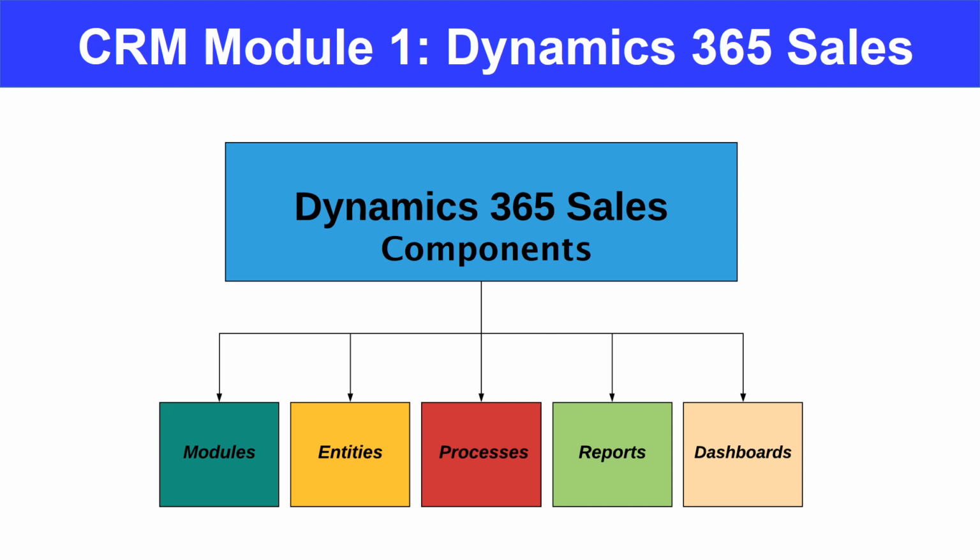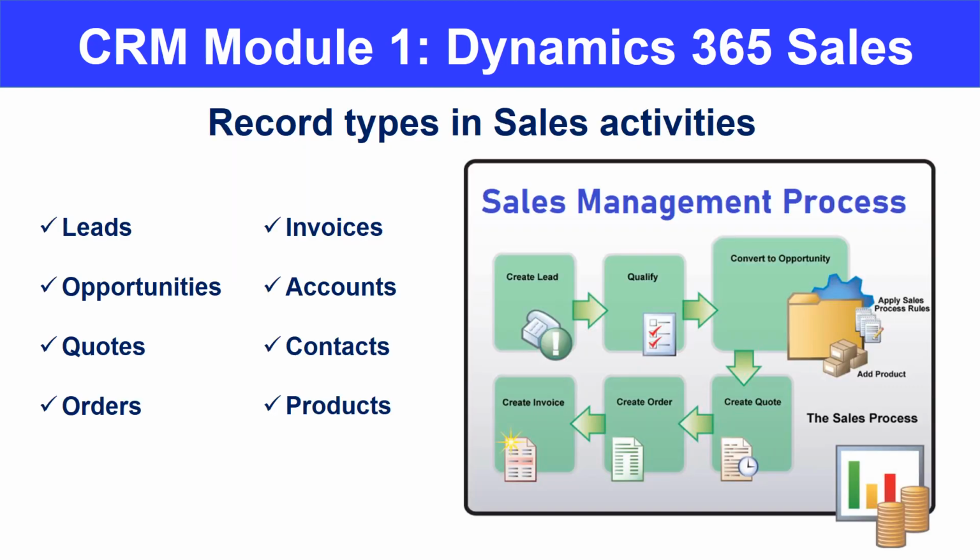Dashboards in Microsoft Dynamics 365 are the visual components that allow users quick access to aggregated data in the system. In dashboards we have various elements like charts, grids, iframes, and web resources. Microsoft Dynamics 365 includes Report Wizard that can be used to generate system reports without using XML and SQL-based queries. You can see a sample sales management process on the screen. Also, record types in the sales activities are leads, opportunities, quotes, orders, invoices, accounts, contacts, products.